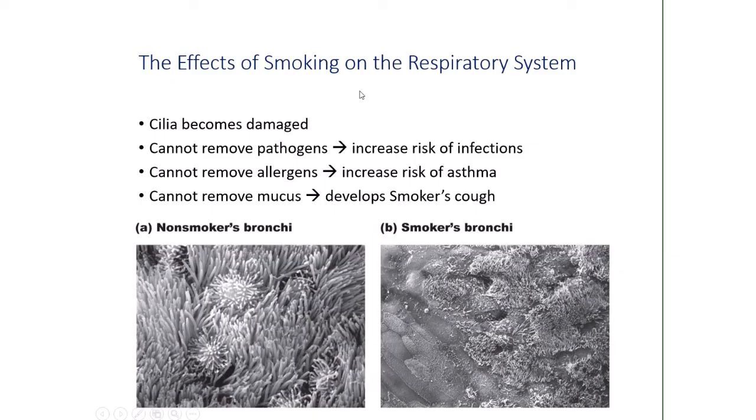So what's the effect of smoking on the respiratory system? One of the things that happens in smokers is that the cilia found in the airway are going to be damaged. If you continue to smoke, the cilia are completely destroyed, leaving behind scar tissue. Without the cilia, you can't remove pathogens from your airway, and that would increase your risk of getting various forms of infection. So you might get bronchitis, and you are more prone to getting pneumonia and other types of infections.